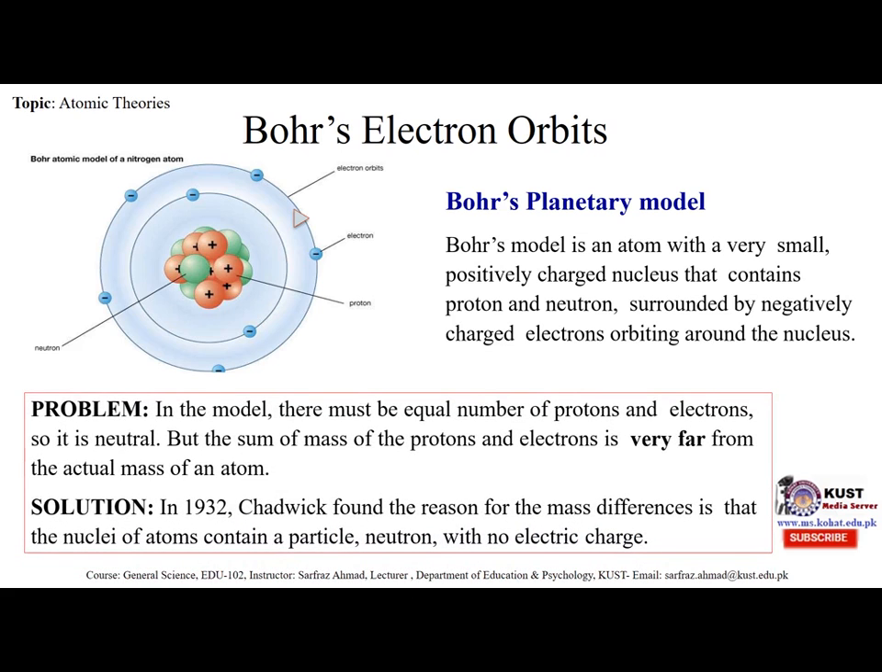The problem is that in this model there must be an equal number of protons and electrons, so it is neutral. But the sum of the mass of protons and electrons is very far from the actual mass of an atom. The solution came in 1932, when Chadwick found that the reason for the mass difference is that the nuclei of atoms contain a particle, the neutron, with no electric charge.